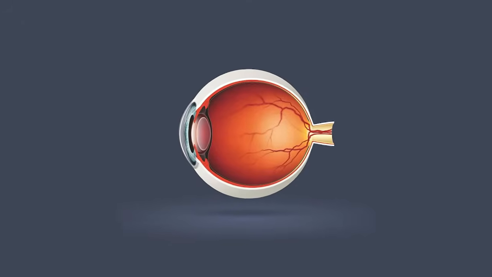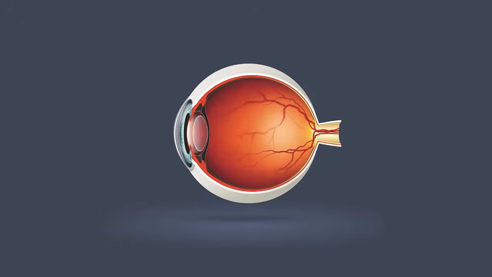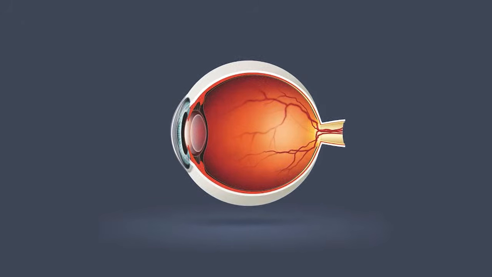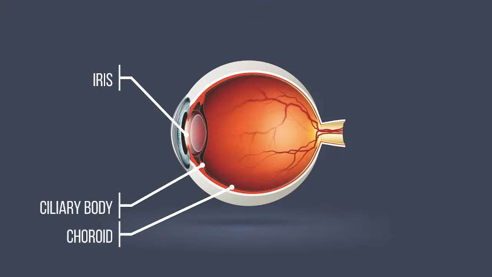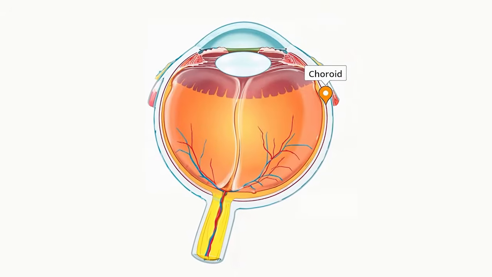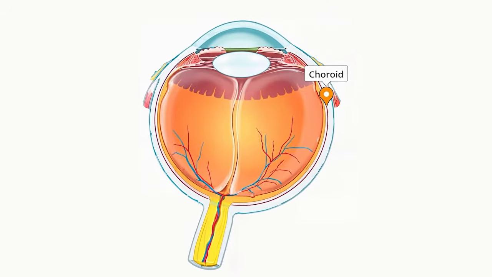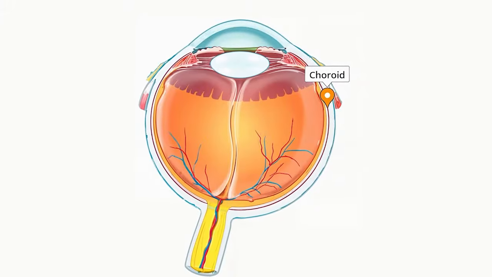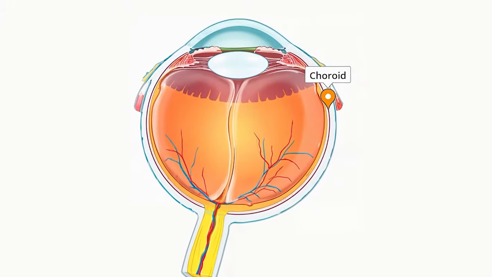Situated beneath the fibrous tunic is the vascular layer, also known as the uvea, which comprises the choroid, ciliary body, and iris. The choroid is a pigmented layer rich in blood vessels that supplies oxygen and nutrients to the retina while absorbing stray light to prevent image blurring.